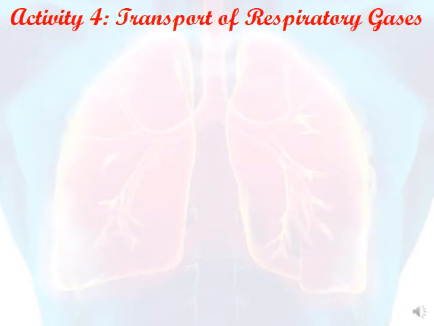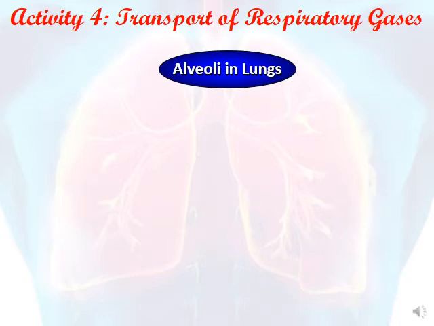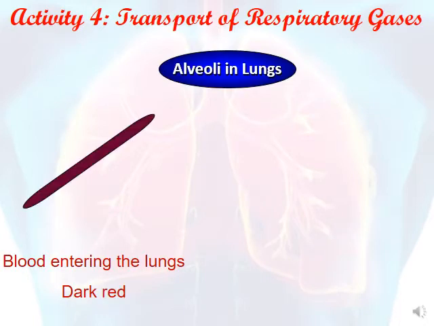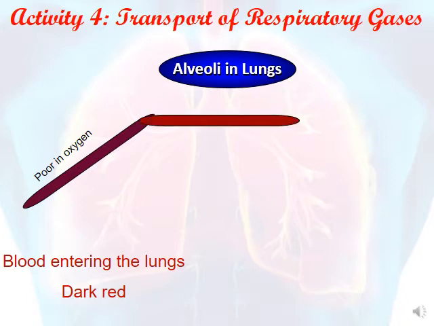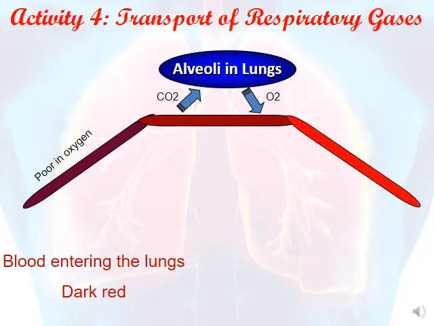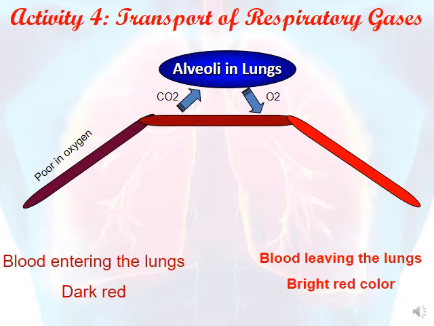Activity 4, transport of respiratory gases. In this figure, we have blood entering the lungs. The blood entering the lungs has dark red color. Why? Since it's poor in oxygen gas. Whereas blood leaving the lungs is going to be bright red in color. Why? Because it's rich in oxygen gas.